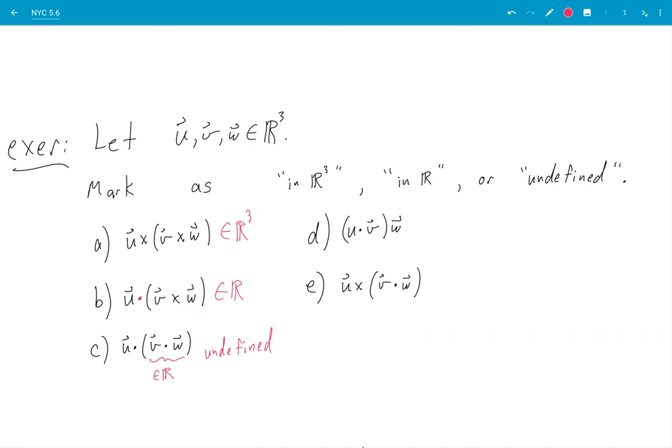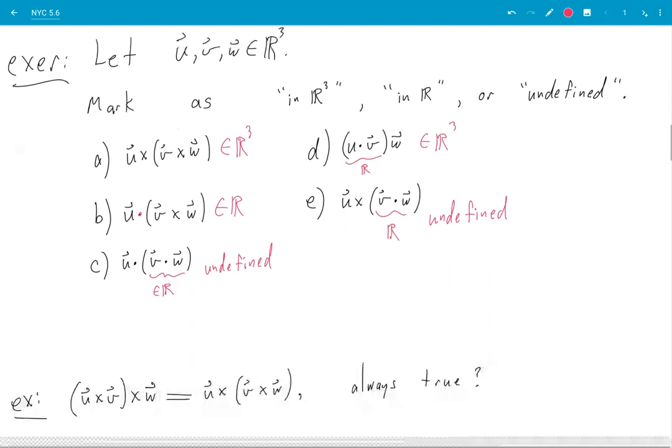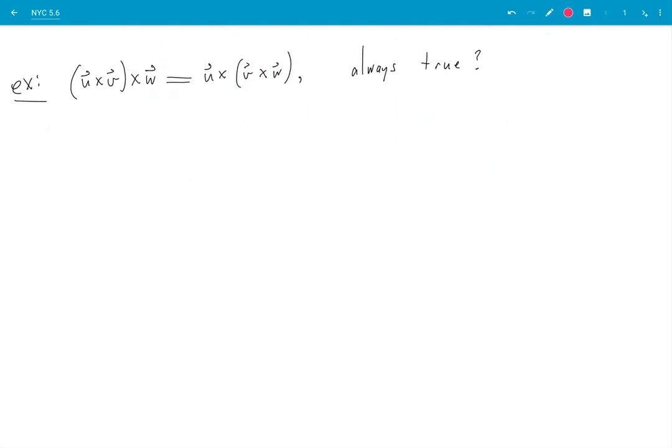In D, we're doing something different. We have a real number multiplied by a vector, in the sense of scalar multiplication. So we get something in R3 here. And E is undefined because a real number cross product with a vector is not defined. Ponder this one now, and we'll come back to it in the next video.